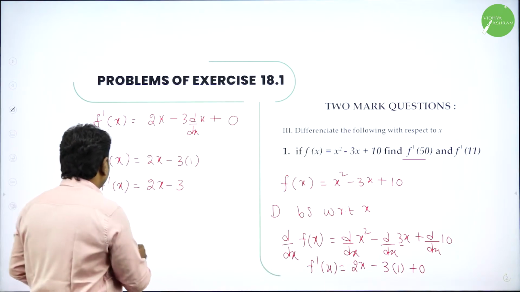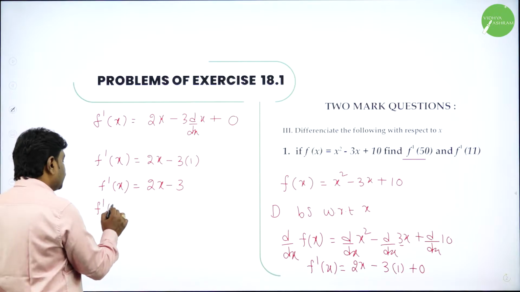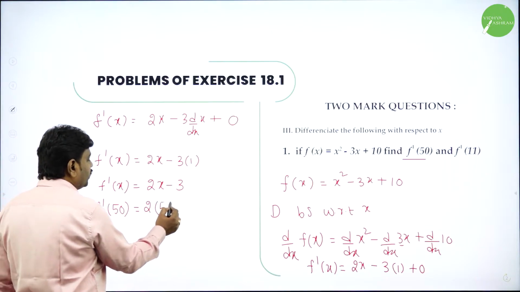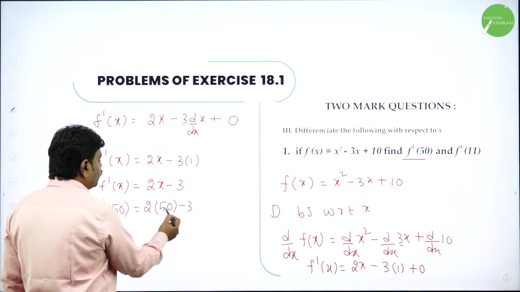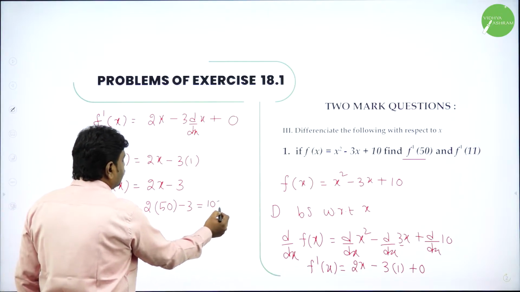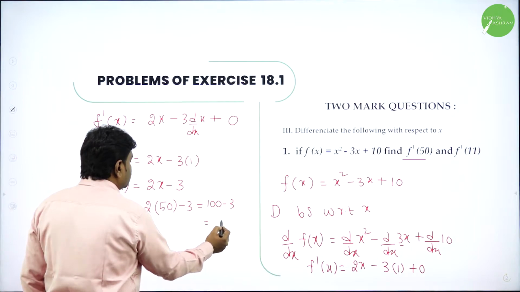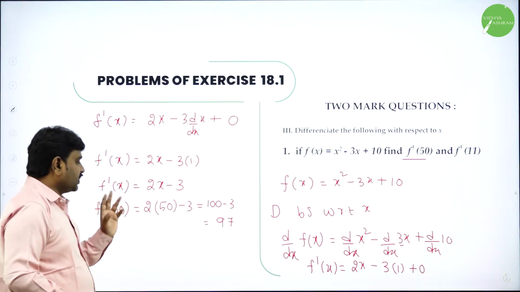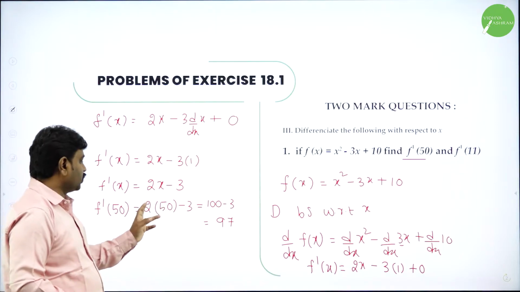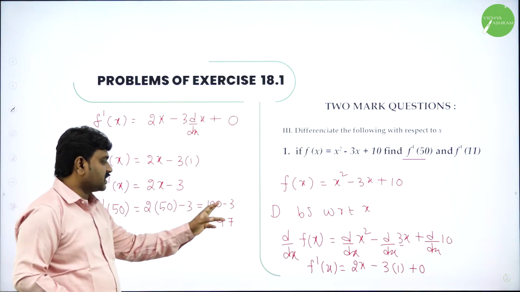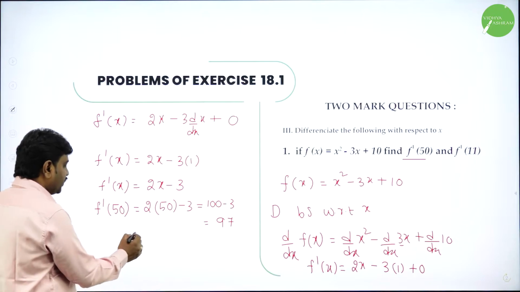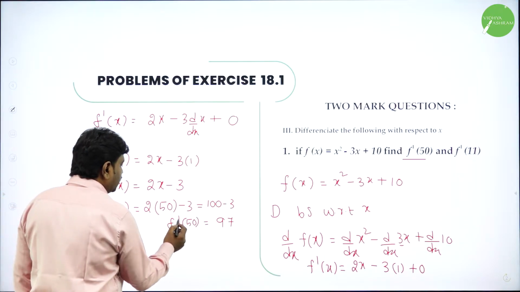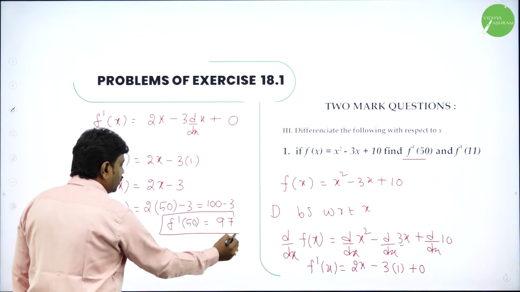So now if you want f dash 50, f dash 50 means in the place of x put 50. In the place of x, if I put 50, 2 into 50 minus 3. So 2 fifties are 100, 100 minus 3, that is 97. So f dash 50 they want. In the place of x put 50, 2 into 50 is 100, 100 minus 3 is 97. So you got f dash 50 value. So f dash 50 is how much? 97. They want you to find this, we got it.